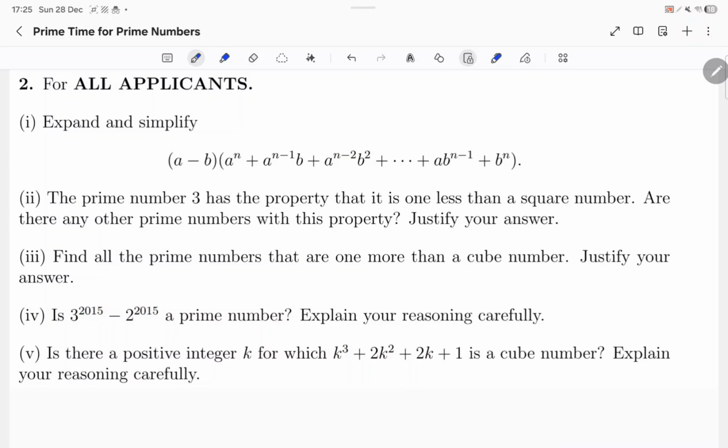Part 5. Is there a positive integer k for which k^3 + 2k^2 + 2k + 1 is a cube number? Explain your reasoning carefully. Pause the video to have a think and watch on to see if you were correct.